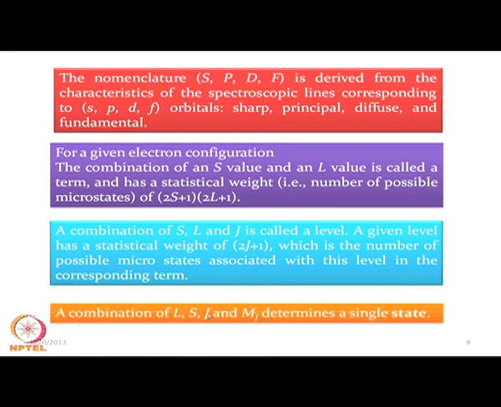So, altogether all these combinations, that means the L value, S value and J value, determine a particular state. So, this is how we find a particular state from this type of coupling.